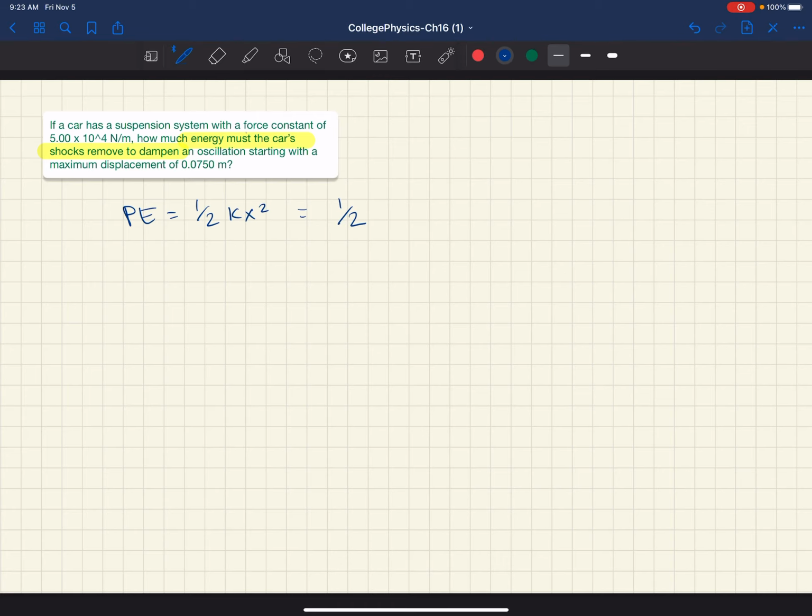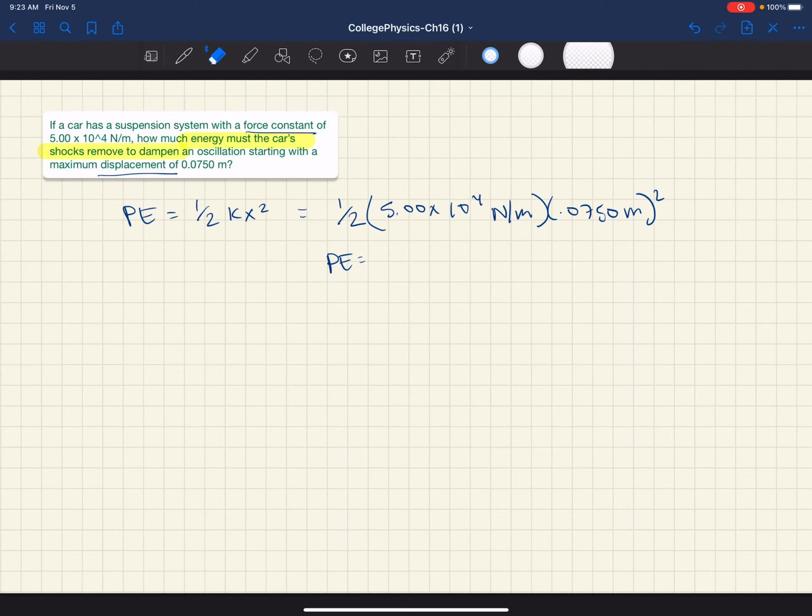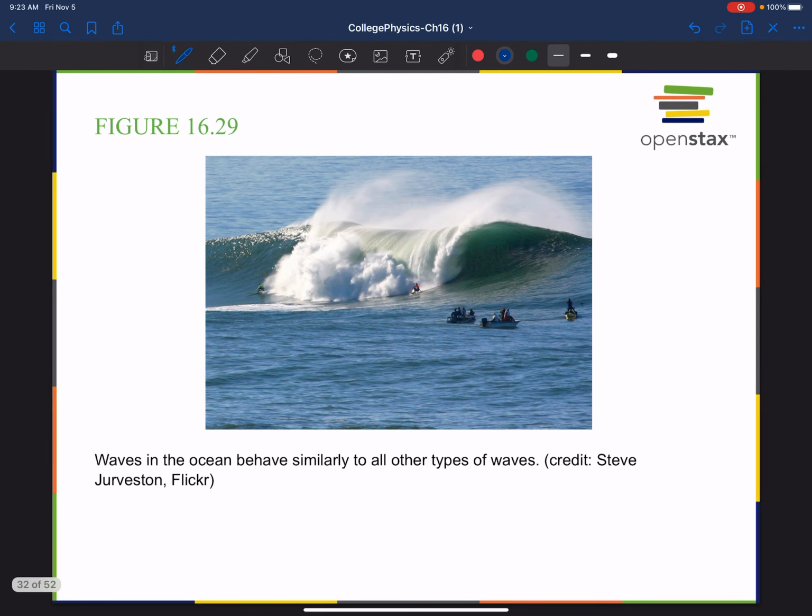Well, we have the force constant and we have the displacement, so let's just plug this information in. 5 times 10 to the fourth, and this is newtons per meter, and then the displacement, and we can solve for the potential energy. It is going to be approximately 141 joules. And that's it. Pretty simple.